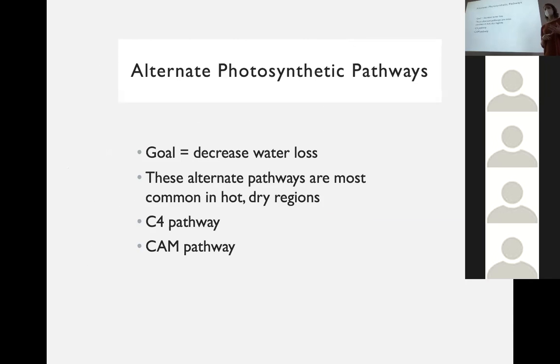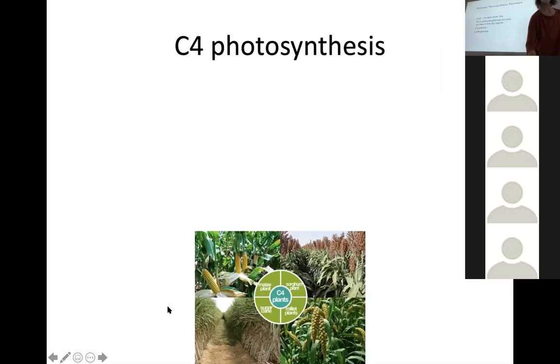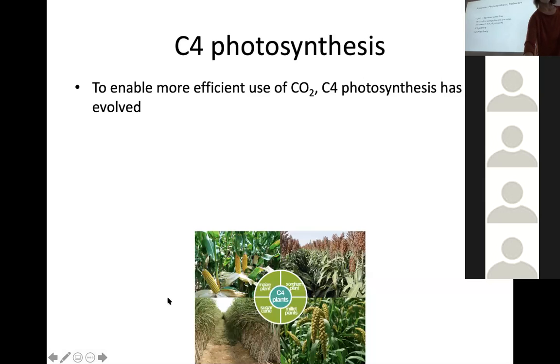So the names are the C4 pathway, so instead of C3, and then the CAM pathway. And I'll tell you what each of those are in just a minute. Just very basically, just to let you know, there's different ways that photosynthesis can happen. And we're not going to get into any of the cycling or biochemistry, just some slight differences at the beginning of the Calvin cycle.